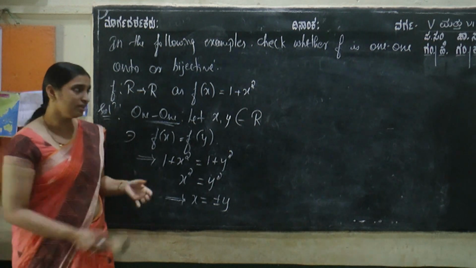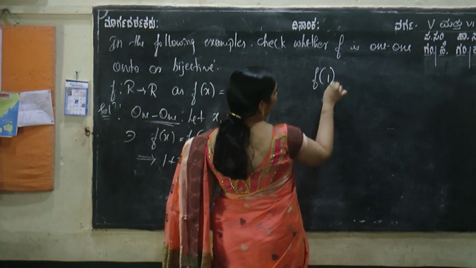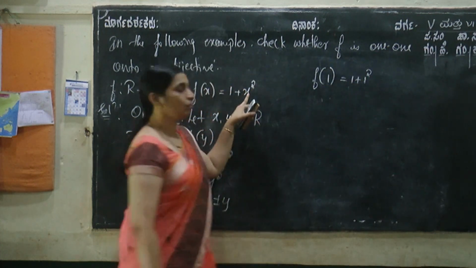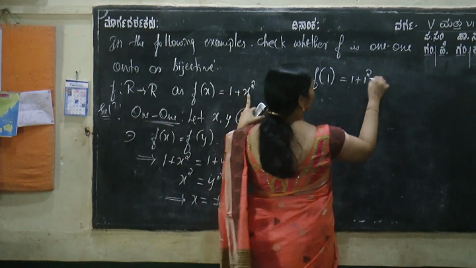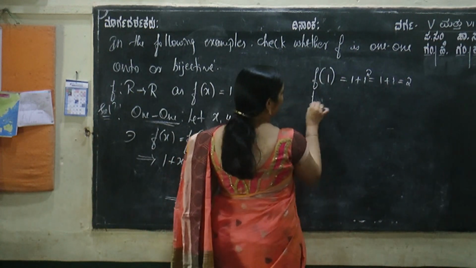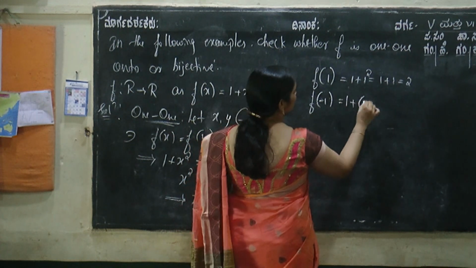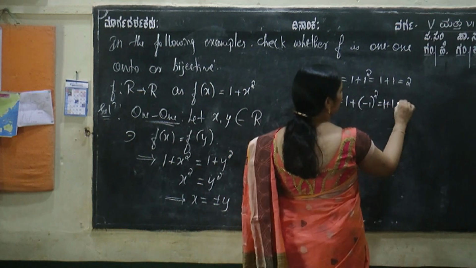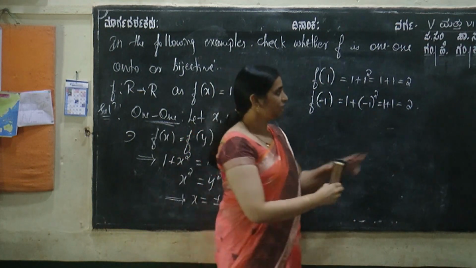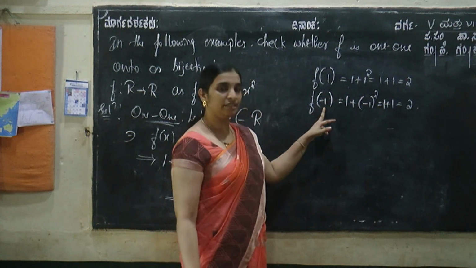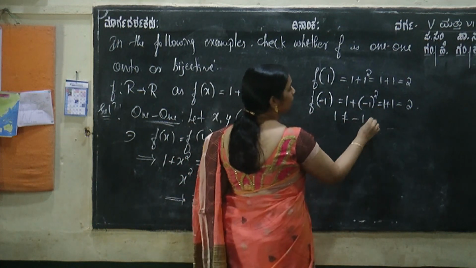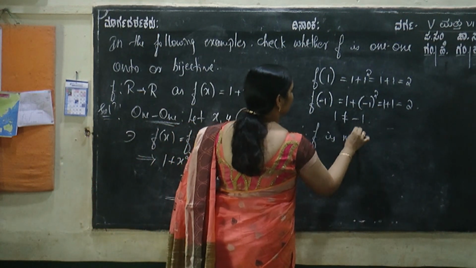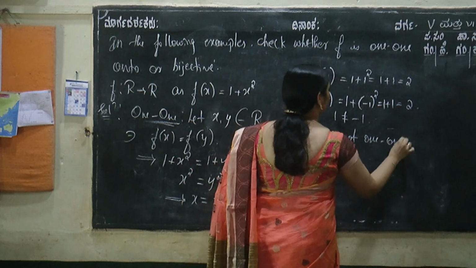Or in other words also we may say f of 1 is equal to 1 plus 1 square, which is 1 plus 1 equal to 2, and f of minus 1 is 1 plus minus 1 the whole square. Minus 1 the whole square is 1, so 1 plus 1, we are getting the same image. The image is 2, but the elements 1 and minus 1 are not equal. Therefore, f is not one-one.